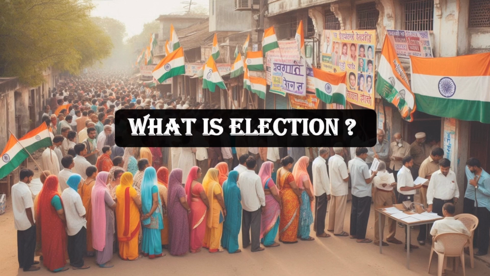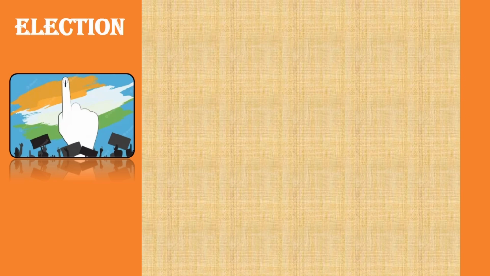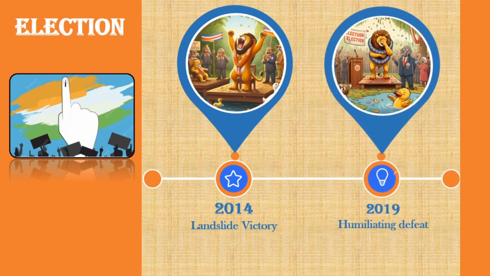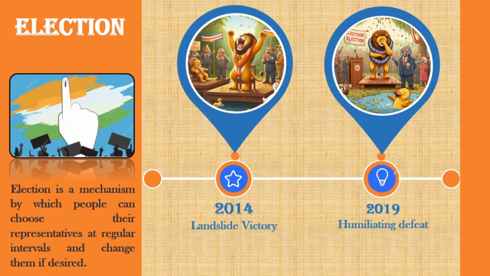Let's begin with asking an important question. What is an election? To understand the meaning of elections, let us take the example of a candidate who registered landslide victory in 2014 elections. But the people were not happy with his performance during the next 5 years, and hence in next elections in 2019 people didn't vote for him, and hence he suffered humiliating defeat. After building our understanding with this example, we can give definition of elections. An election is a mechanism by which people can choose their representatives at regular intervals and change them if desired.